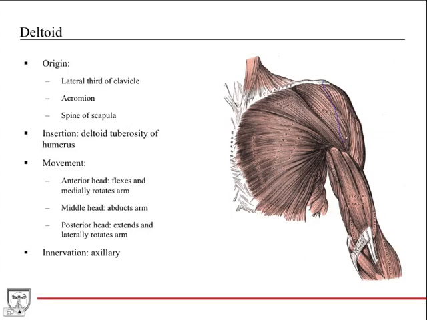Now the middle head, shown in here, this contracts. It's going to pull the upper extremity out that way. Posterior head, it's kind of hard to see here, but it's back here.